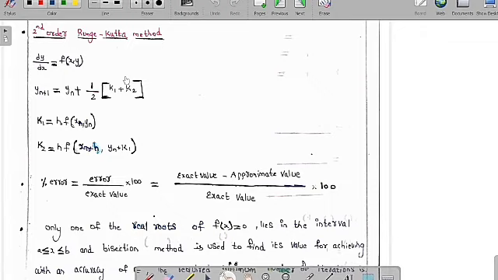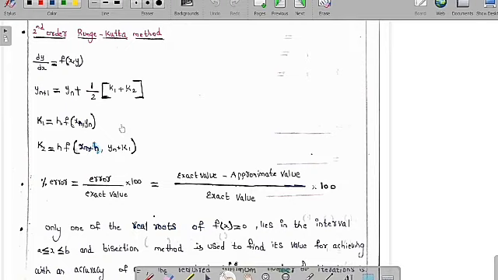Now we are going to learn, for a differential equation dy by dx is equal to f of x comma y, then y of n plus 1 is equal to yn plus 1 by 2 into k1 plus k2, where k1 is equal to h into f of xn comma yn, and k2 is equal to h into f of xn plus h comma yn plus k1.